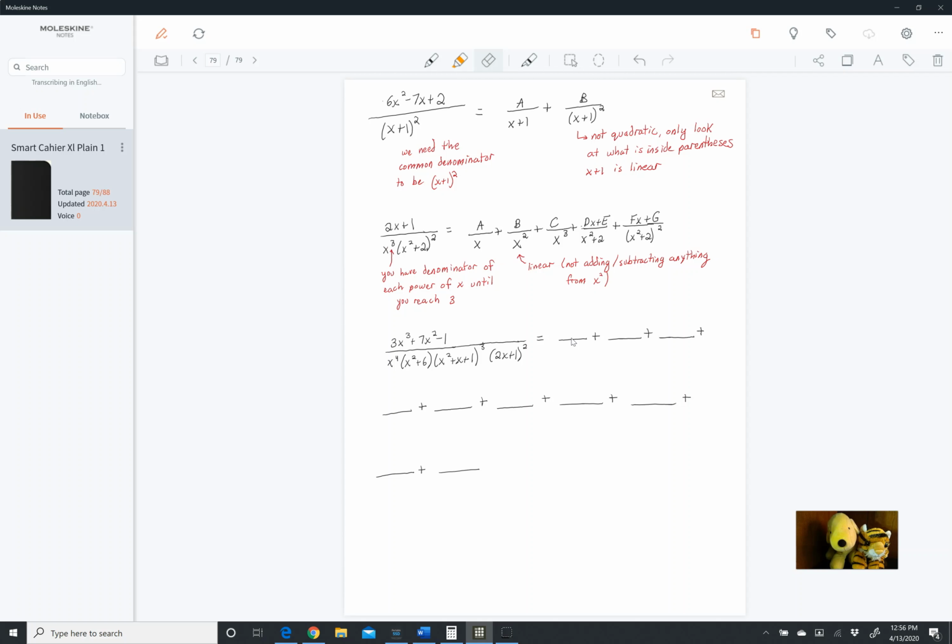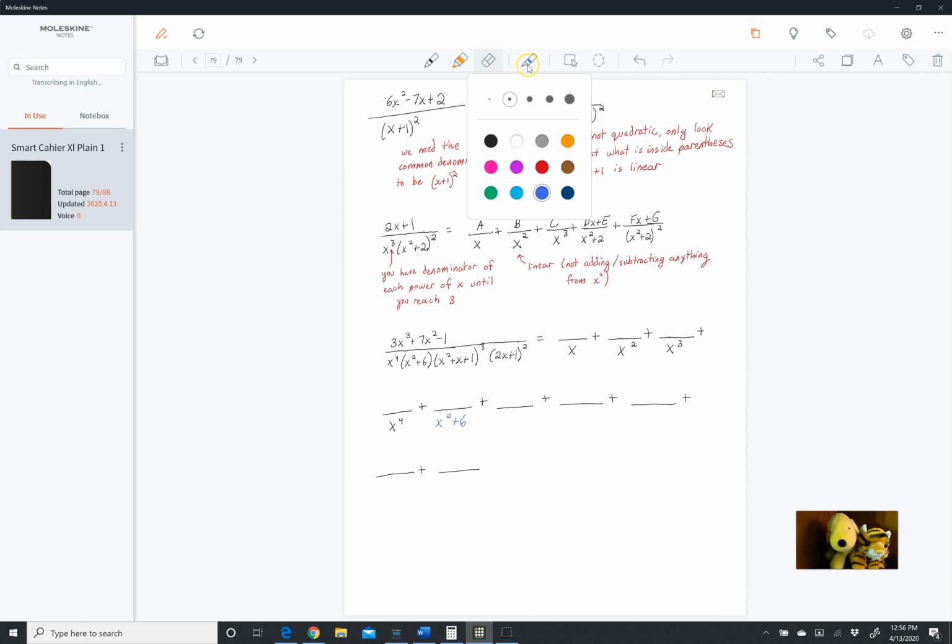So we have the x to the 4th, which means that we're going to have an x to the 1st, an x to the 2nd, an x to the 3rd, and an x to the 4th. That takes care of the x to the 4th. In a different color, let's do the ones that are associated with x squared plus 6. There's actually only one, because x squared plus 6 is just raised to the 1st power.